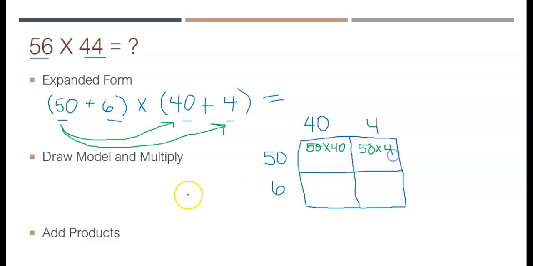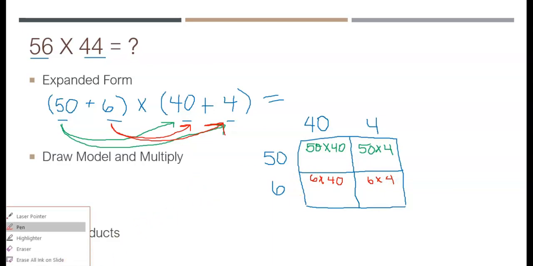Okay. And then in the bottom, we're going to multiply the next numbers. So now I'm going to have 6 times 40 and 6 times 4. So 6 times 40 and 6 times 4. Okay. Now I'm going to solve these. I'm going to multiply and solve these.